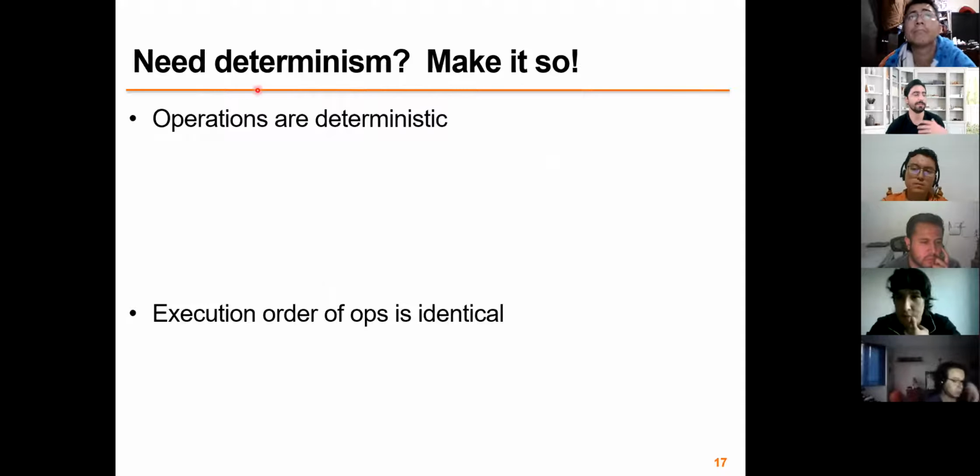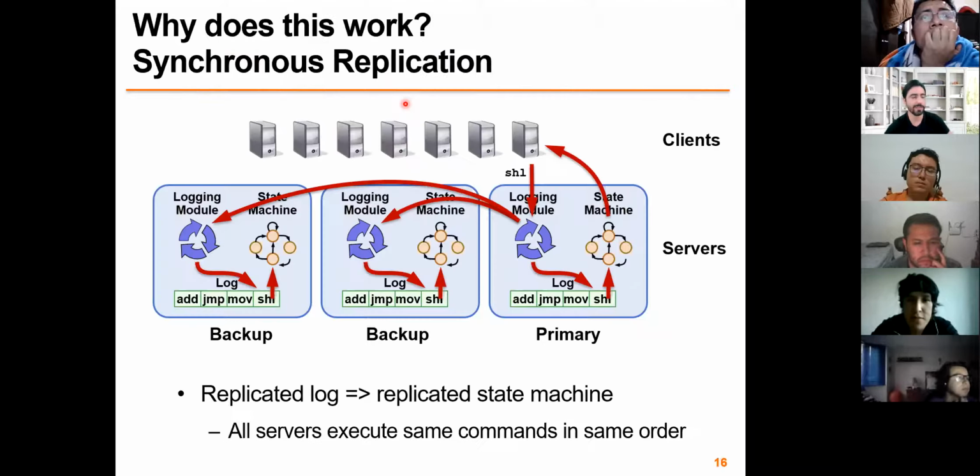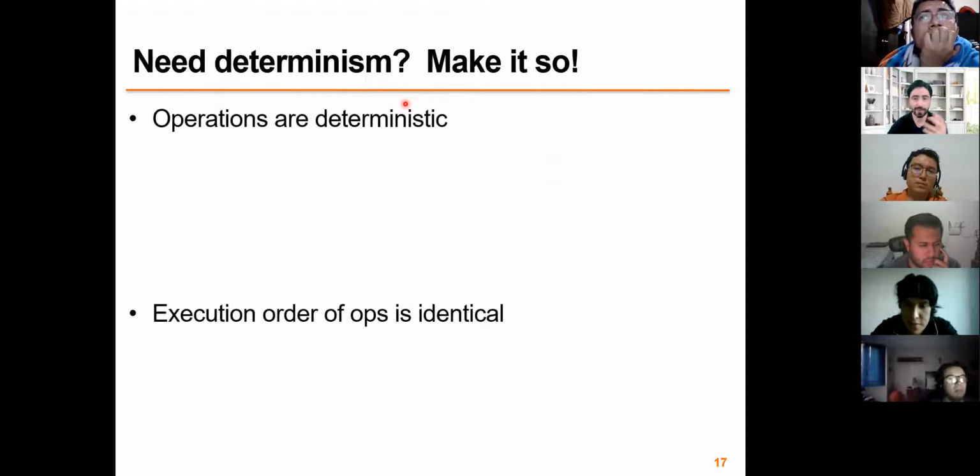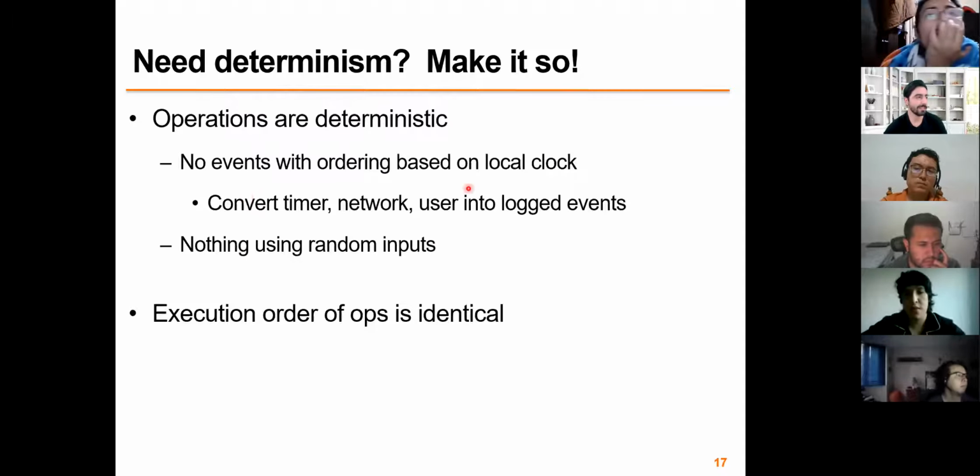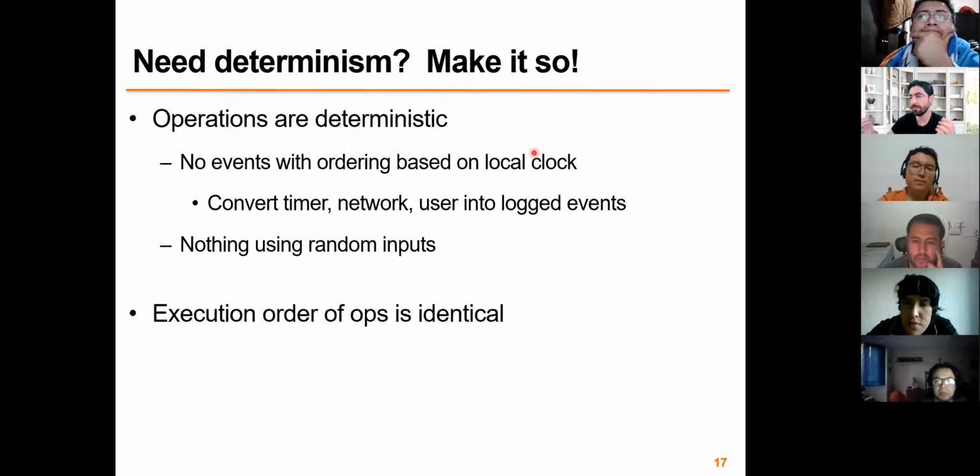We said that a key assumption, as you remember from the primary backup example, is that the operations are deterministic, so there is no randomness involved. For example, in that case it means no events with ordering based on local clocks, because that can be a variable not known to other replicas. We already discussed that the local clock can vary between many different replicas. So we don't want any event with ordering based on local clocks.